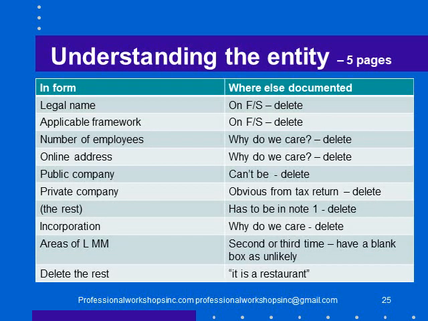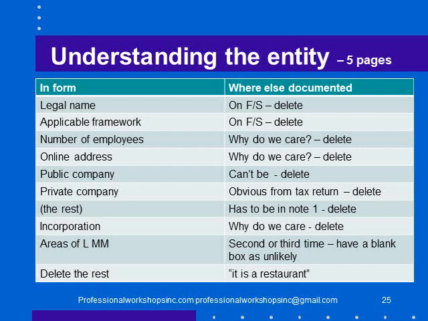I'm going to take a lot of stuff out here. Understanding the entity. There's no required documentation. My inclination is just an empty box: do we understand the entity? But the legal name, well, we've already got that documented on the financial statements, so we can delete it. And the applicable framework is on the financial statements. We can delete it. Number of employees, why do we care? Why does that have anything to do with likely material misstatement? We can delete it. Online address, why do we care?